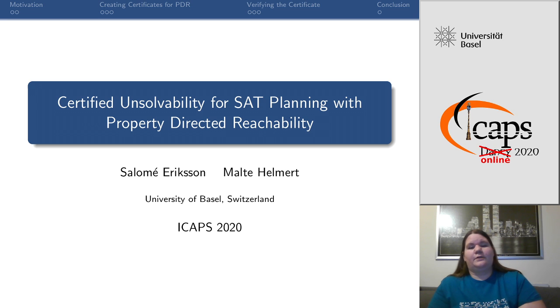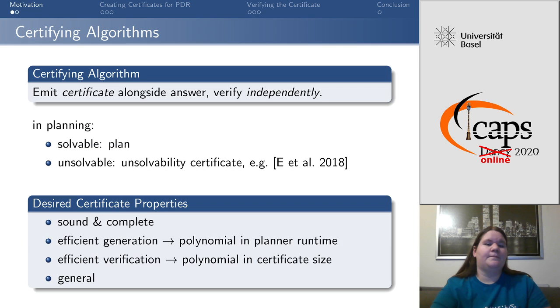When looking at the title, the first question that might arise is, what is Certified Unsolvability? Our goal is to increase trust in planning algorithms, so that we know that their answer is actually correct. We do this with the help of certifying algorithms. The idea there is that the algorithm should emit a certificate alongside its answer, which we can then verify independently of the algorithm.